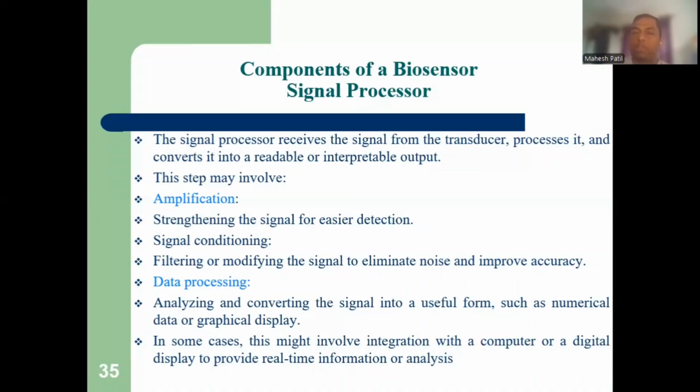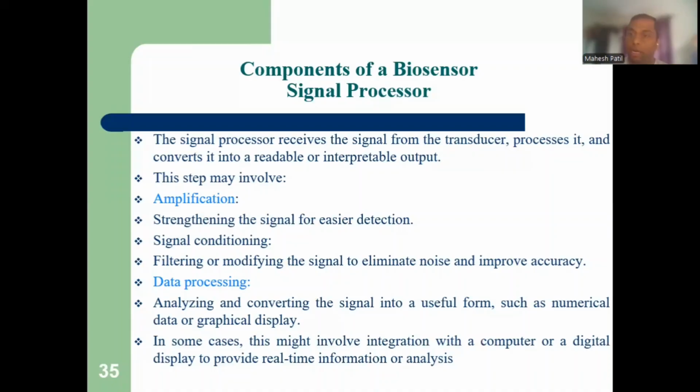So the signal processor unit gets the signal from the transducer, processes that particular signal, and converts it into a readable, interpretable output, giving it to us in a human-readable format. Now, these steps may involve different mechanisms. My signal may be weak, so I may have to amplify it. Amplification basically strengthens the signal for easier detection at later stages.